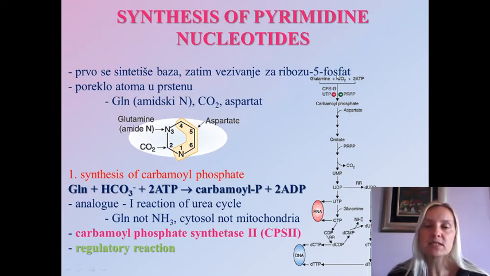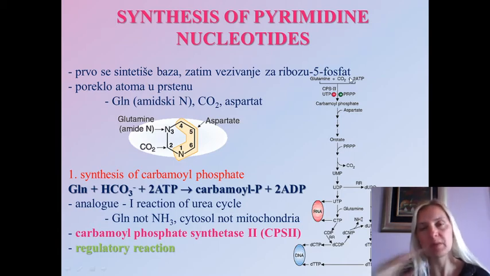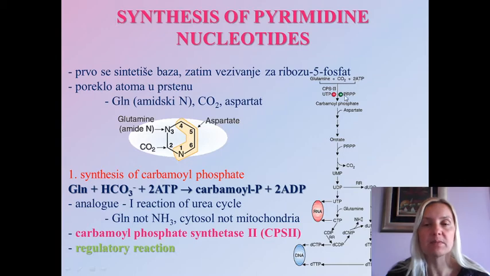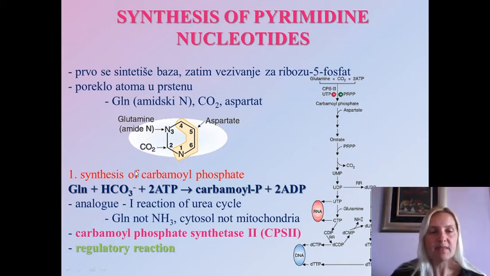So here we have an overview of the biosynthetic pathway of pyrimidine nucleotides. And as you can see, the very first reaction of the pathway is the reaction between glutamine and carbon dioxide or bicarbonate ions, employing 2 molecules of ATP to form carbamoyl phosphate. And this is the reaction: glutamine plus bicarbonate plus 2 ATPs to form carbamoyl phosphate and 2 ADPs.